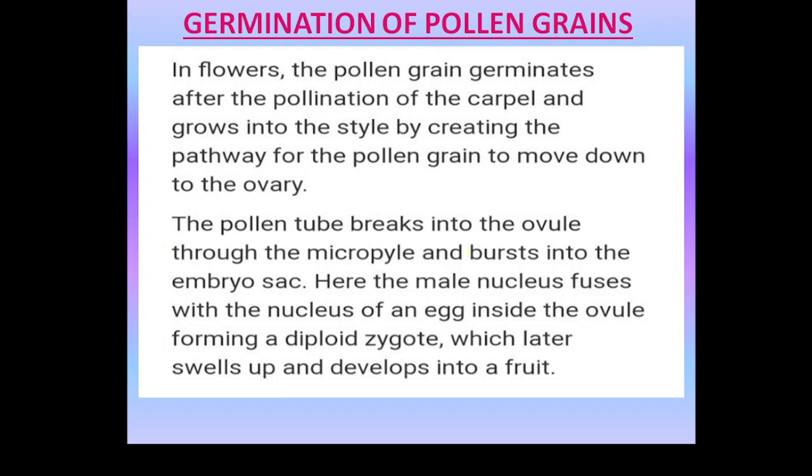The pollen tube breaks into the ovule through the micropyle and bursts into the embryo sac. Here the male nucleus fuses with the nucleus of an egg inside the ovule, forming a diploid zygote, which later swells up and develops into a fruit.